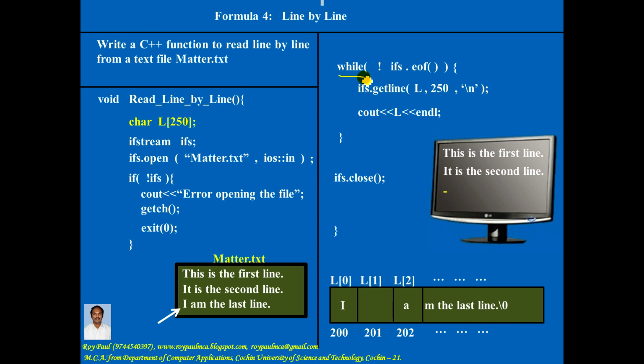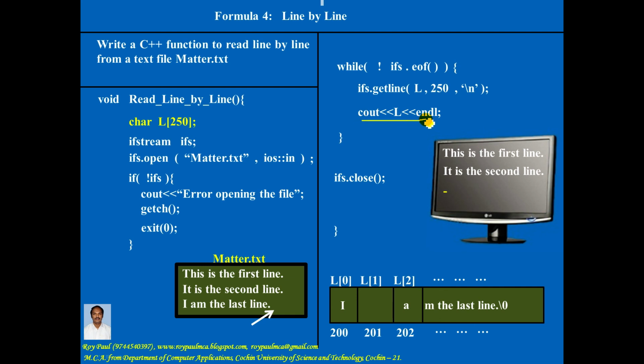Again, because of this while loop, the statement repeats. Now EOF, it returns 0 as the answer because the file pointer is here. 0 equal to 0, correct. Control comes inside. ifs.getLine, two things. From the current file pointer position, it reads the third line and stores it here. So the third line, or the last line, comes here. You can see. Now ifs.getLine changes the file pointer. So now the file pointer is at the end of the file.